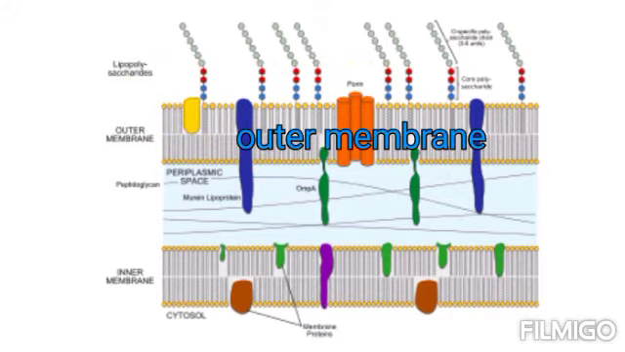The outer membrane is formed by a phospholipid bilayer, but then it has the porin channels through which the bacteria gets its nutrients, and it also has the lipopolysaccharides. The lipopolysaccharides have three major parts. We have the O antigen, the core part, and the lipid A.